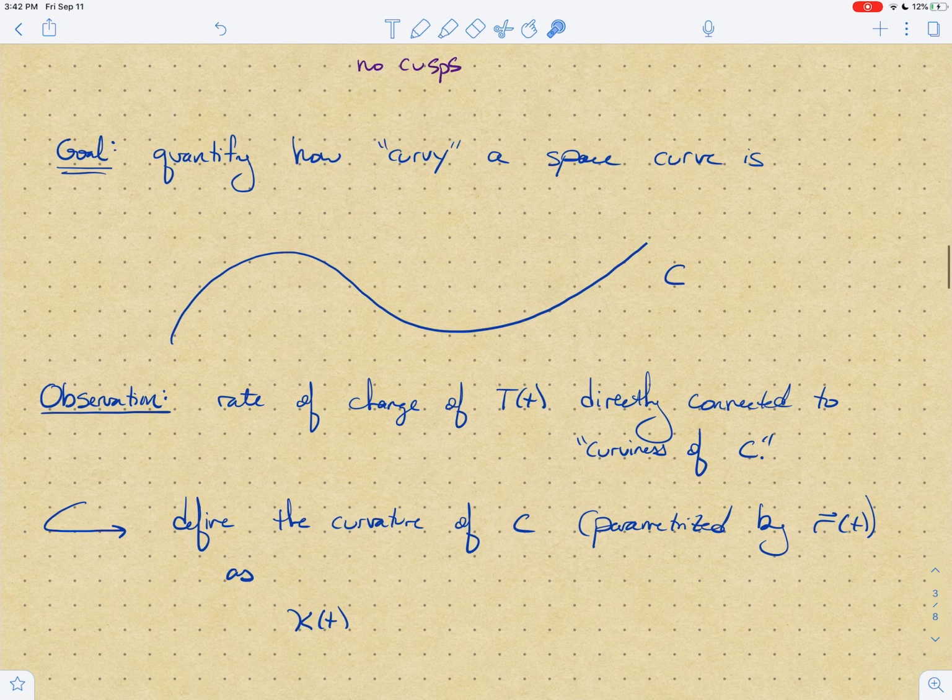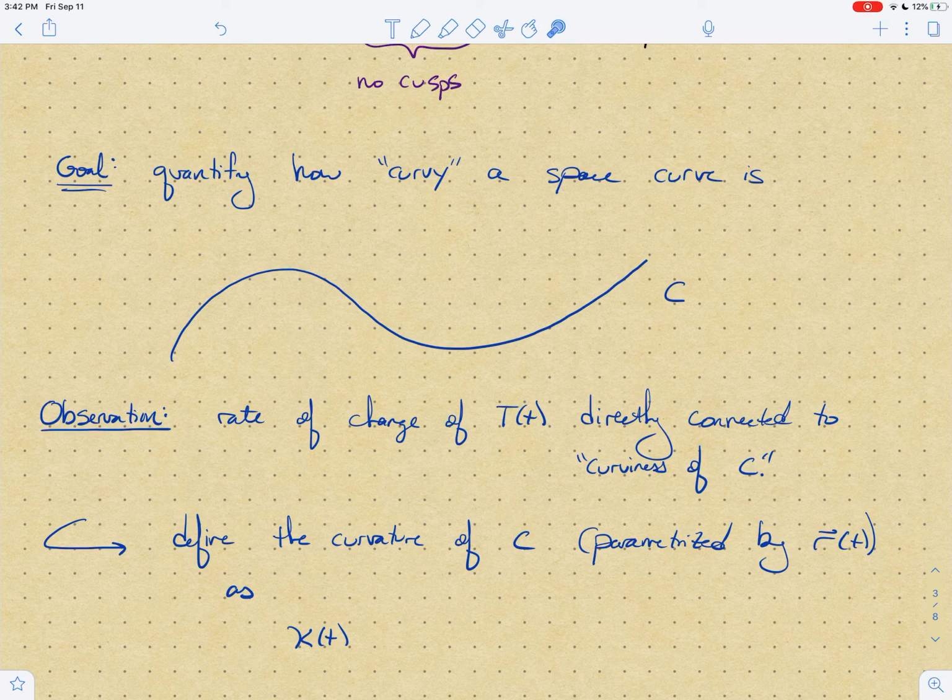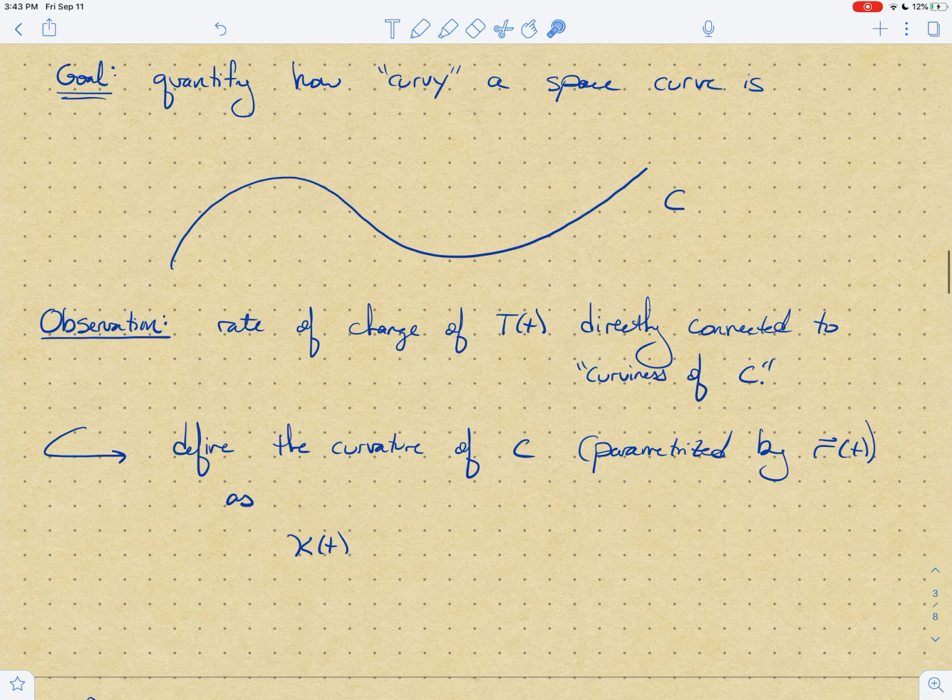All right, and so the key observation here is that if you have a smooth curve C, then the rate of change of the unit tangent vector is directly connected to the curviness of C. So the rate of change, how fast this unit tangent vector is changing is, oops, those aren't tangent, but how fast this unit tangent vector is changing is somehow directly connected to the curviness of C. And I want to point out the length isn't changing, just the direction. So it's sort of swinging like this. That's connected very much to how fast, if you will, C is curving. And so that leads us to a definition.